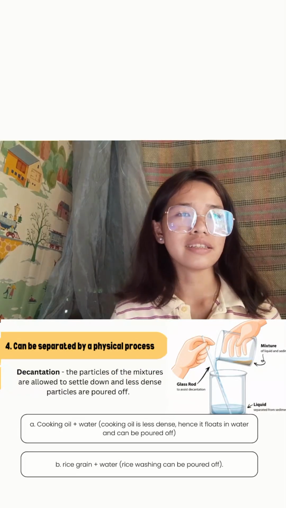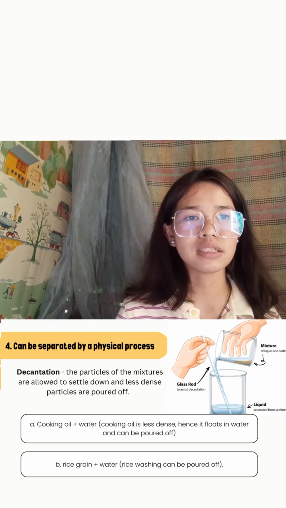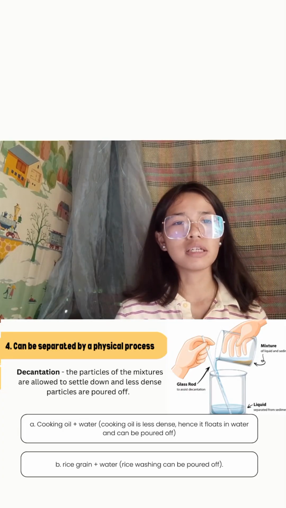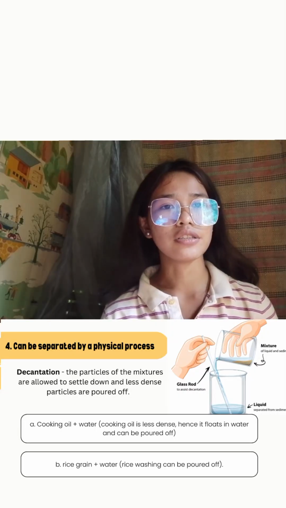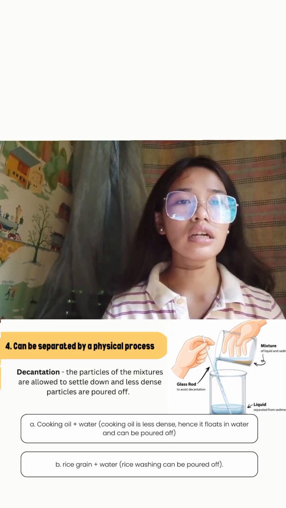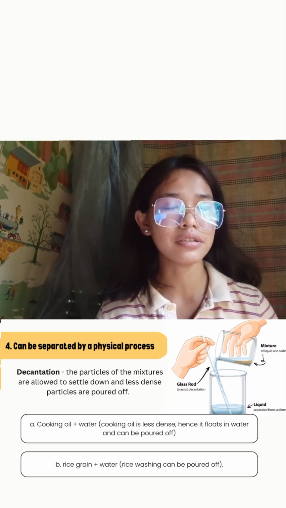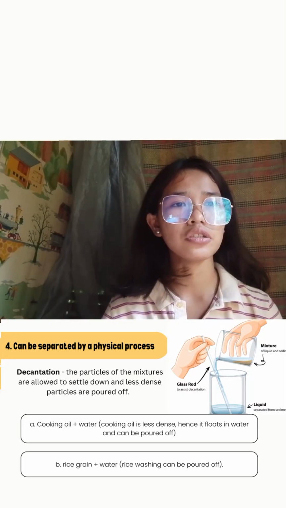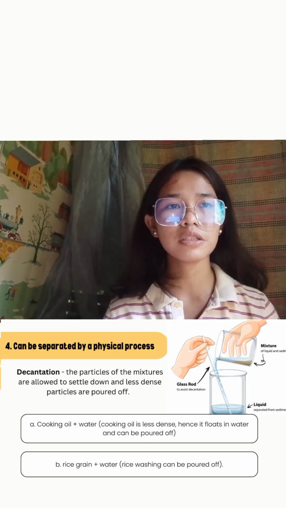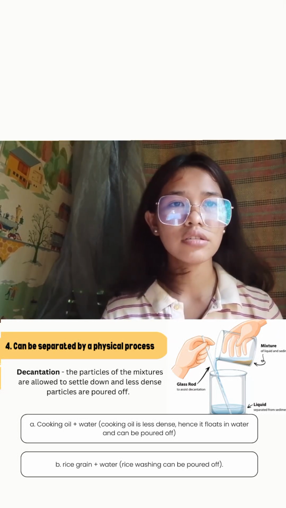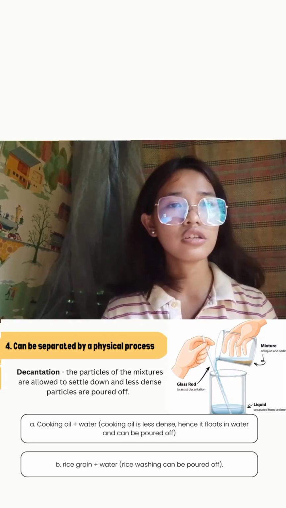do you know that mixtures can be separated by a physical process? There are different ways you can separate mixtures. Now, next, we will tackle decantation. Decantation is when the particles of the mixture are allowed to settle down and the less dense particles are poured off. When we say decantation, the particles of your mixture settle down, and the less dense particles can be poured off.